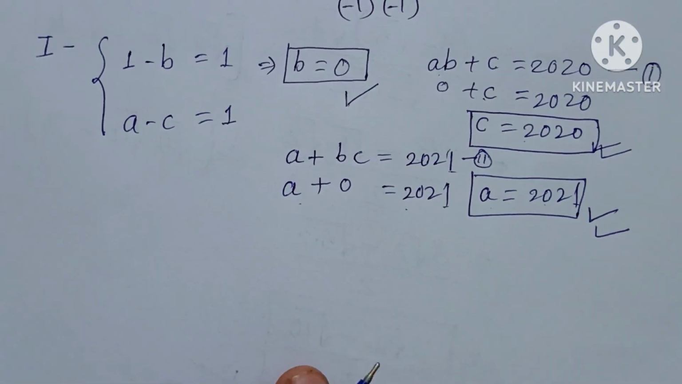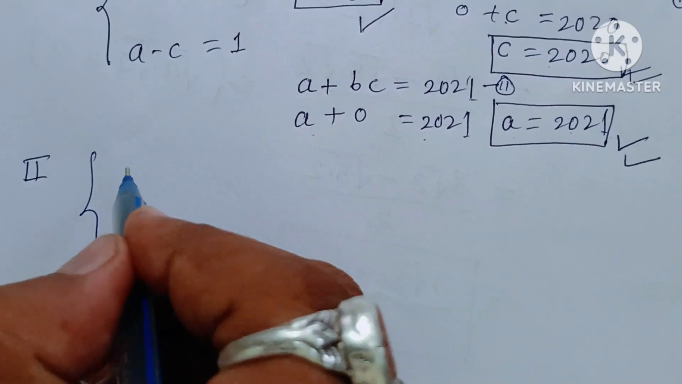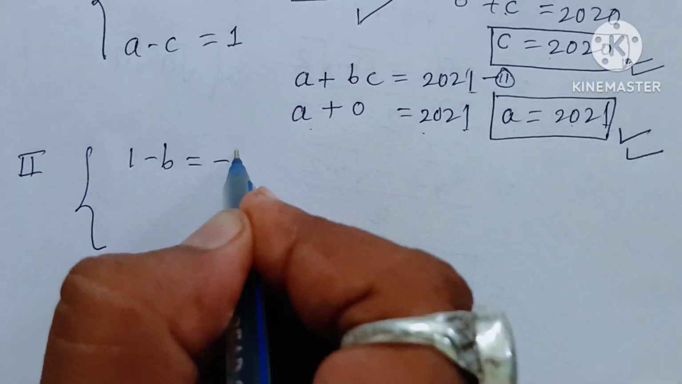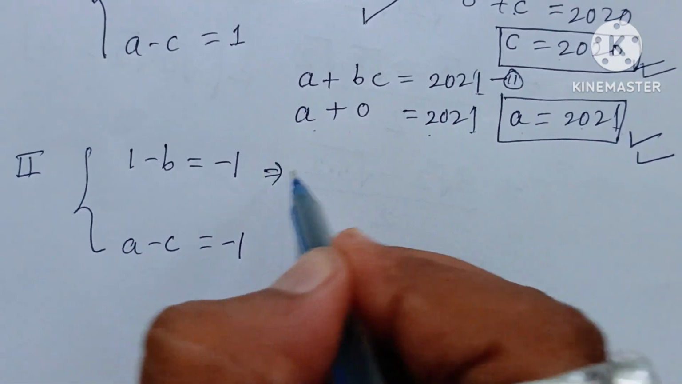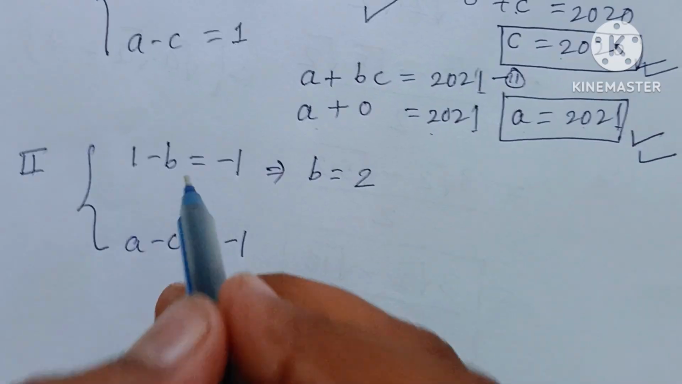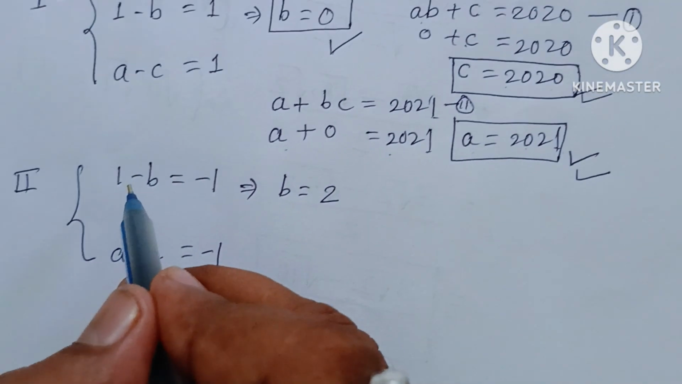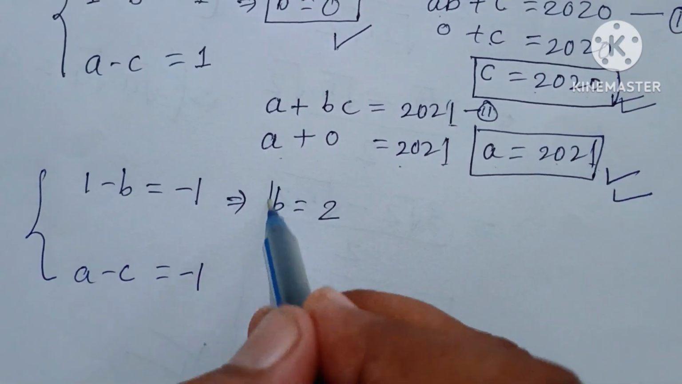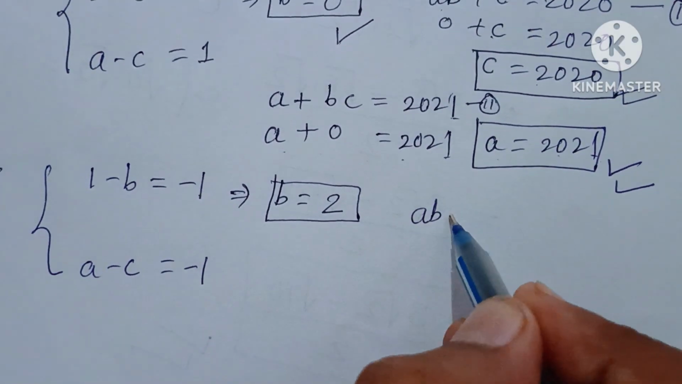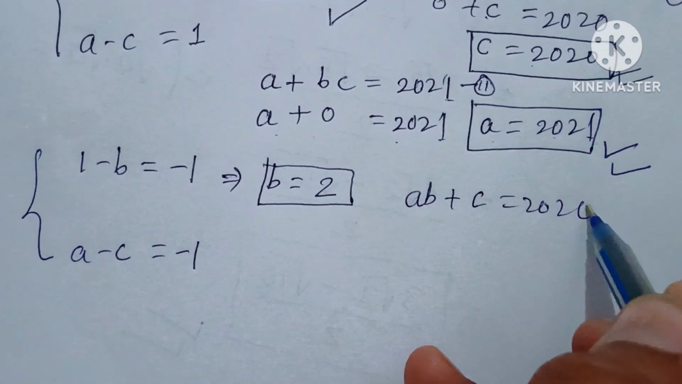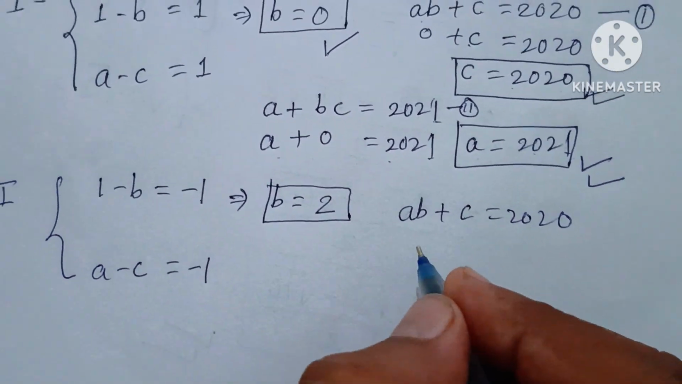Now we have to see part 2. Here we have to see the part 2 for negative values. 1 minus B is equal to minus 1 and A minus C is equal to minus 1. So here we get B is equal to 2. This minus 2 will shift this side, so minus becomes plus. So B is equal to 2. So if we put this value of B in equation 1, AB plus C is equal to 2020, if value of B is 2, so what we get here?